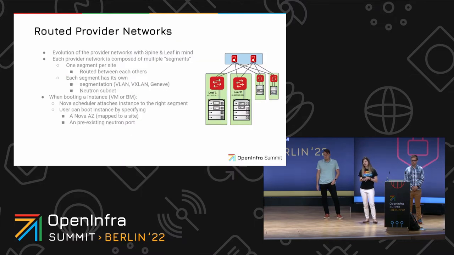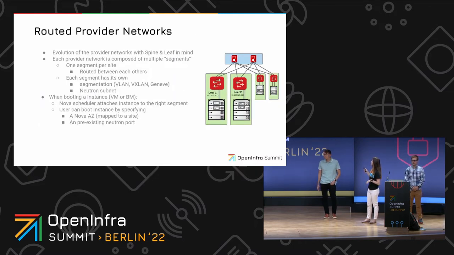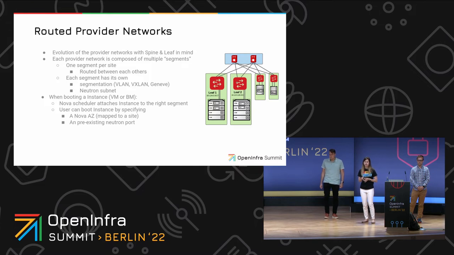If we bring the benefits of spine-leaf towards workloads, we can think about routed provider networks from Neutron. What routed provider networks bring is that the user would have one layer 3 network, which will hold multiple L2 segments. Each of those segments would have one Neutron subnet assigned to it, so each leaf would have a CIDR. When booting an instance, either VM or bare metal, the Nova scheduler would attach that instance to the right segment, and the user can also specify a Nova AZ when creating the instance, or use a pre-existing port.